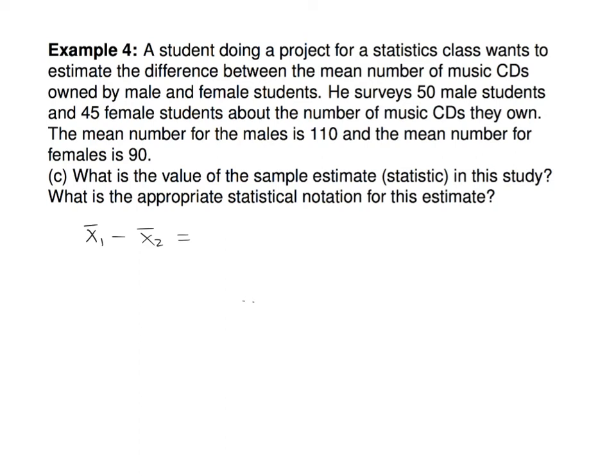And that's why in the previous part of this problem I defined mu1 to be the population mean number of CDs owned by males. So the sample data said that the mean number of CDs for males was 110 and for females was 90. And that comes out to be a difference of 20. So x1 bar minus x2 bar is 20.